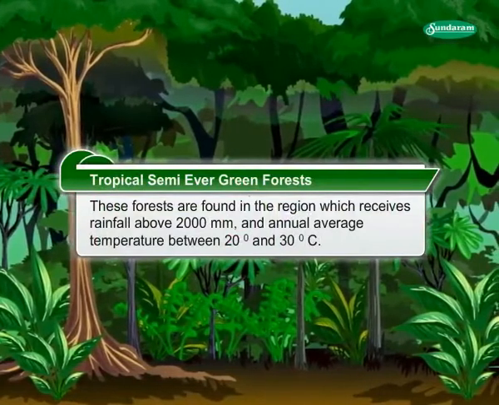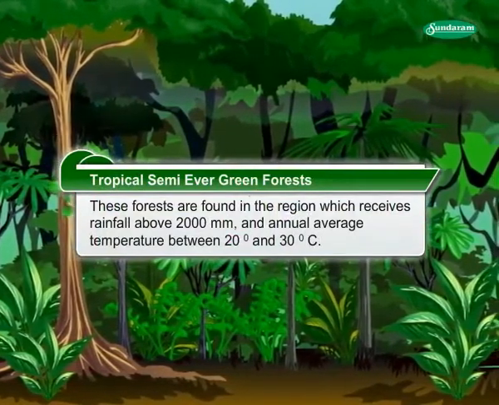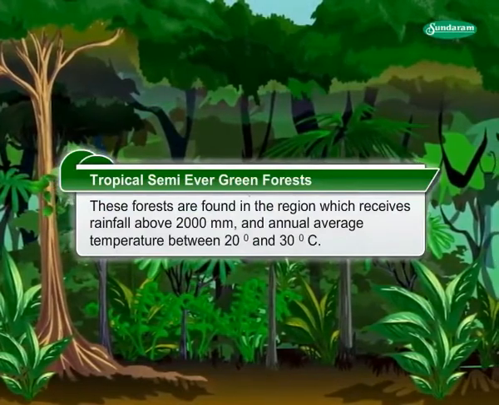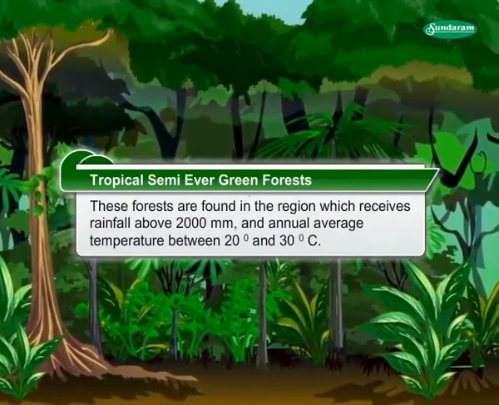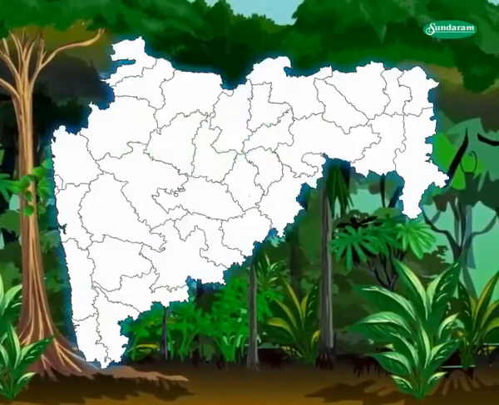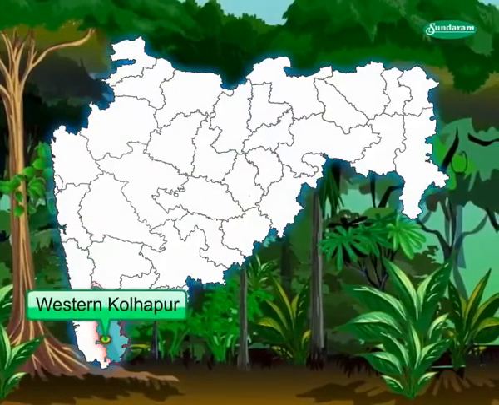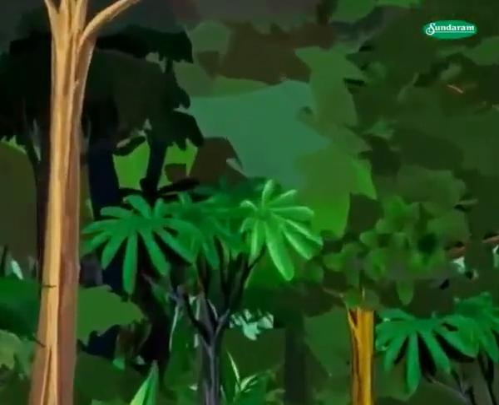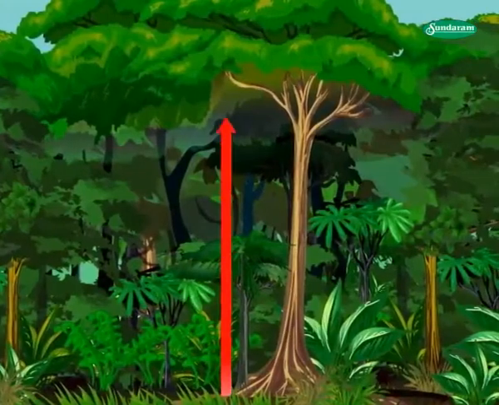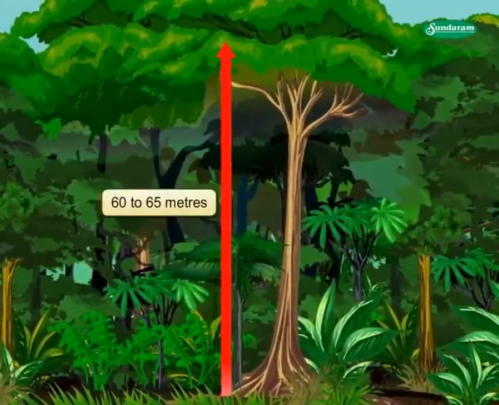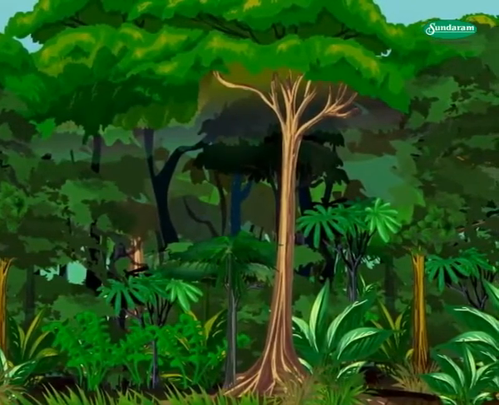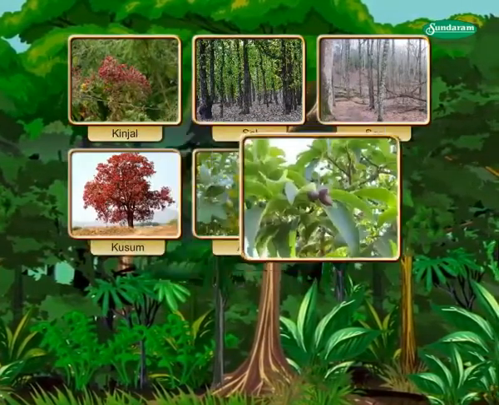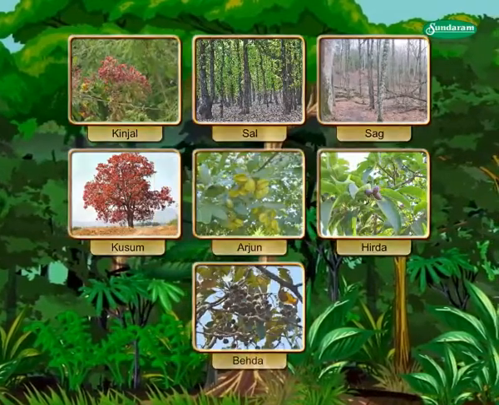Tropical semi-evergreen forests. These forests are found in the region which receives rainfall above 2000 millimeters and annual average temperature between 20 degrees to 30 degrees centigrade. These forests are found in Sindhudurg, Ratnagiri, Western Kolhapur and Satara districts. Trees in these forests usually have broad leaves and grow as high as 60 to 65 meters. The various species of trees found here are Kinjal, Sal, Sag, Kusum, Arjun, Hirda, Behda, etc.